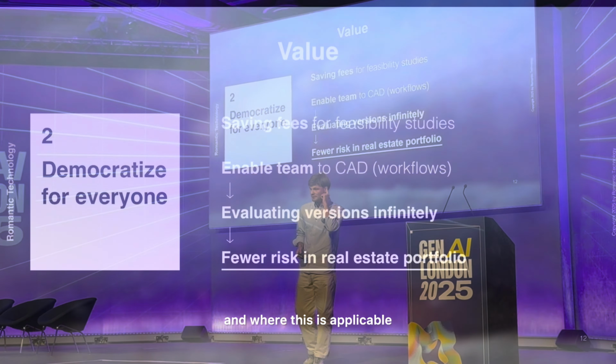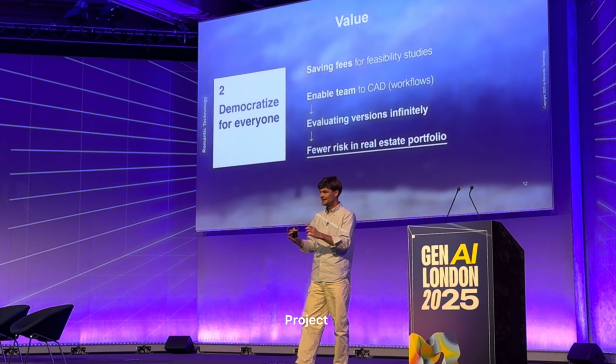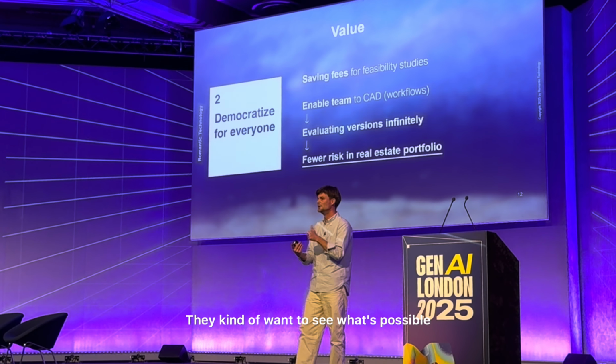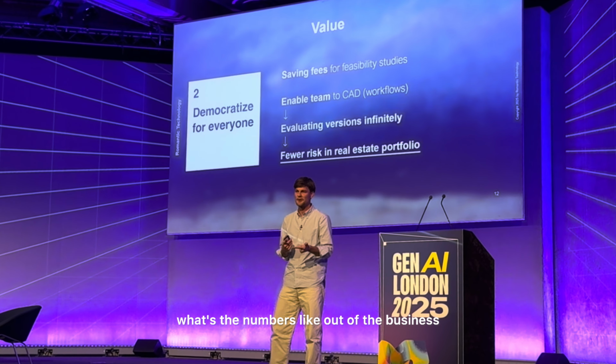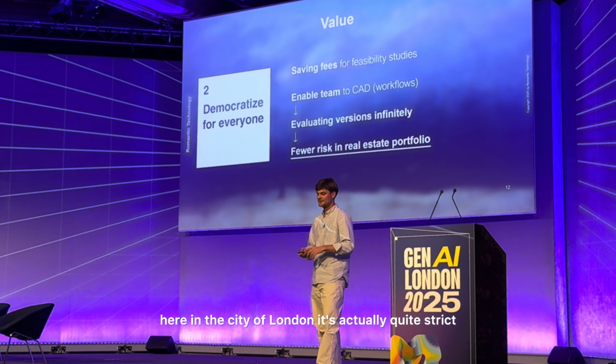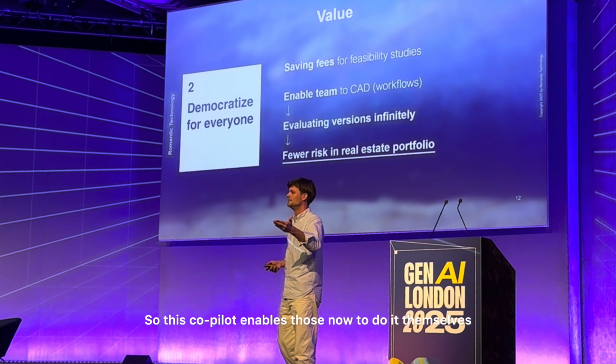And where this is applicable, so we see use cases from Romantic is also for real estate developers, for example, right? They probably do a little architecture project in the beginning of any acquisition decision, right? They kind of want to see what's possible, what are the numbers I get out of it, the business case, sunlight analysis, wind analysis. Here in the City of London, it's actually quite strict. So this Copilot enables those now to do it themselves, right?